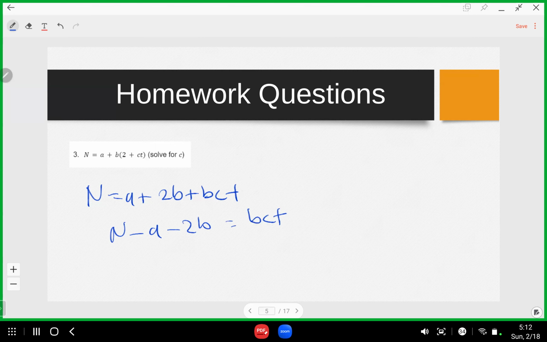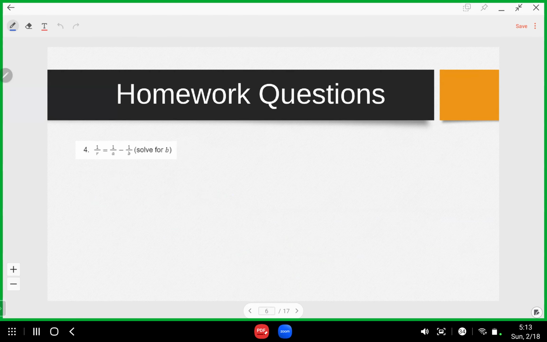Yeah. Okay, then you divide by bt. Okay, to c. That's how you solve for c. So this one, you have to do the distributive property and then move these to the other side and then divide by bt here. Okay. Number 4.